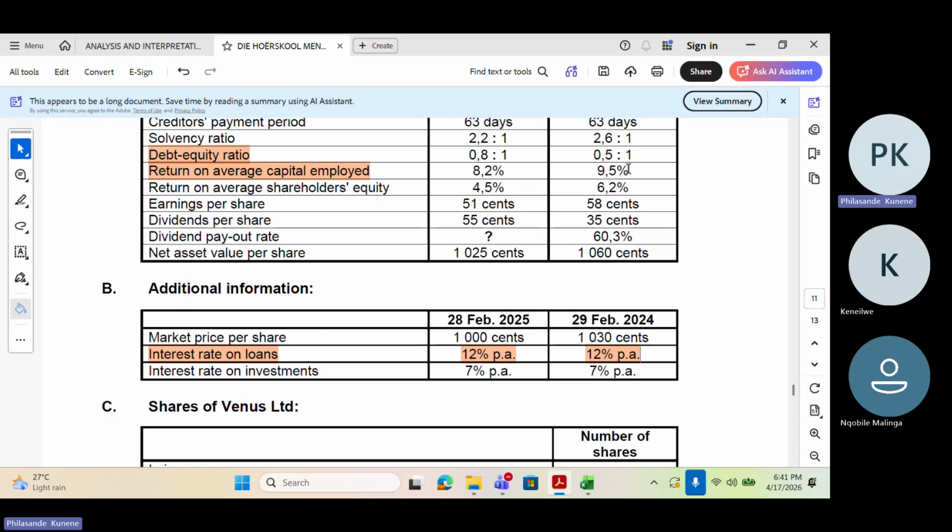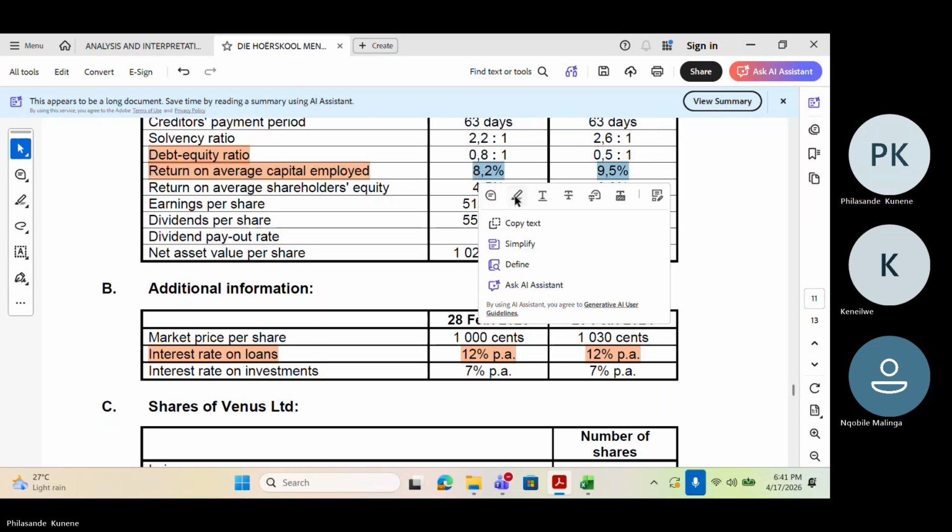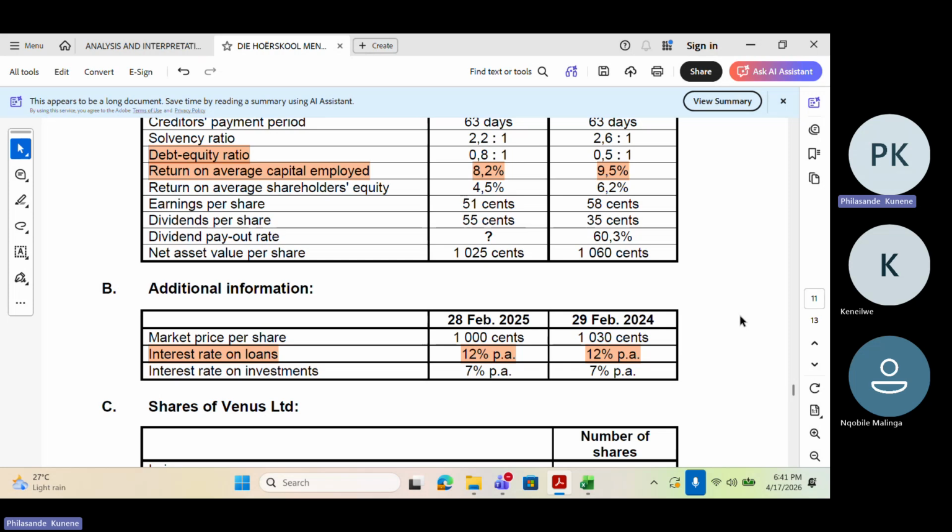how many percent do we have? Our return is 9.5, but the interest that they're charging us on the loan is 12%. We're paying more than what we're getting. We borrowed money to generate income, but we're only generating 9.5%. But how much we're paying back as interest is 12%. This is not a good thing for a business.